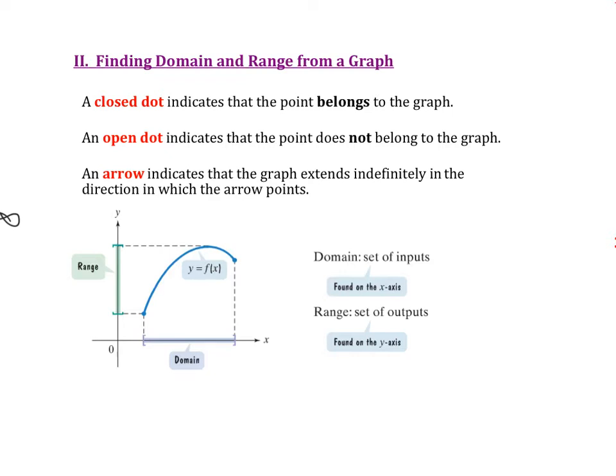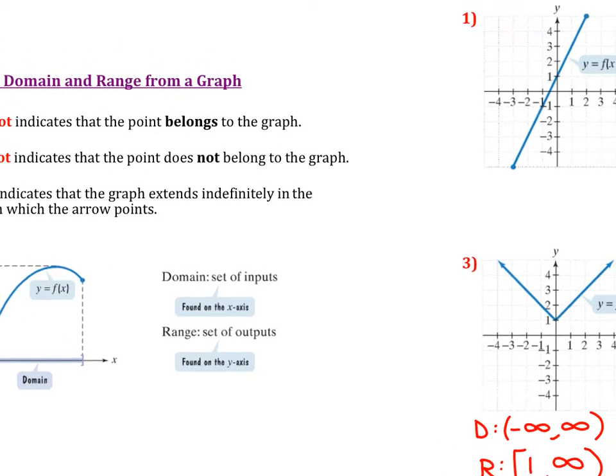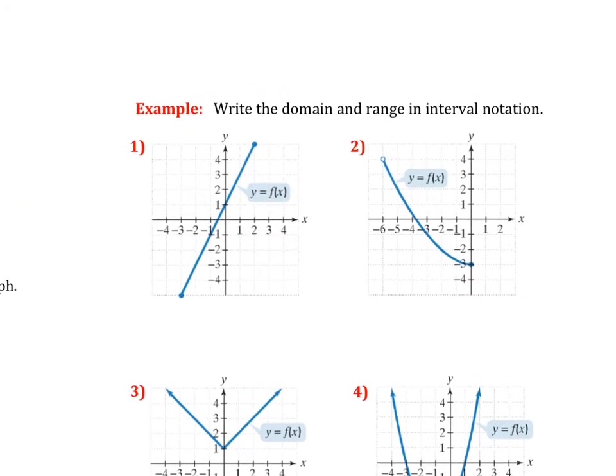Or sorry, we're going to use a bracket. If it's not included, we'll use parentheses. And an arrow indicates that something goes on forever. A lot of times that's going to indicate an infinity of sorts. So let's see an example of a graph.